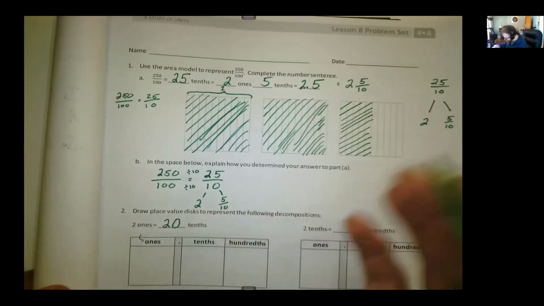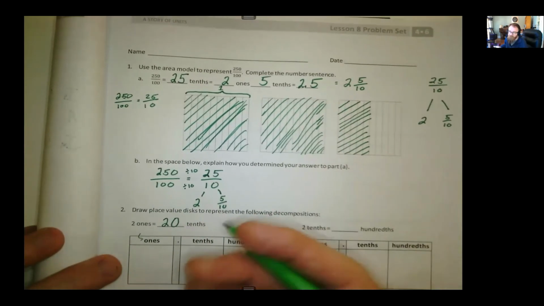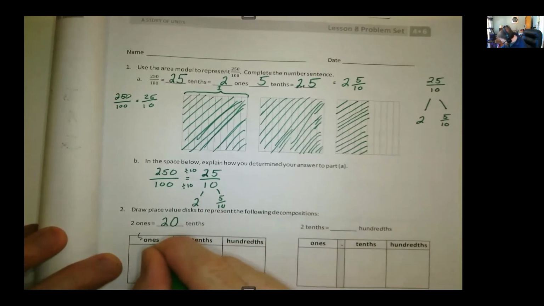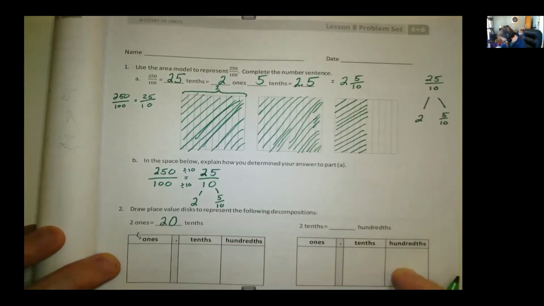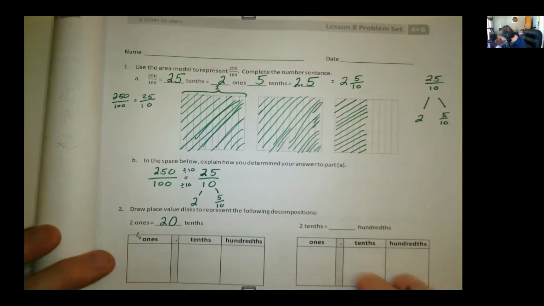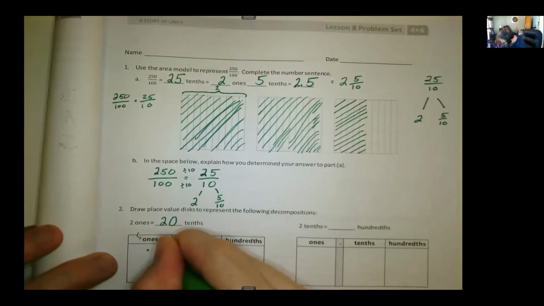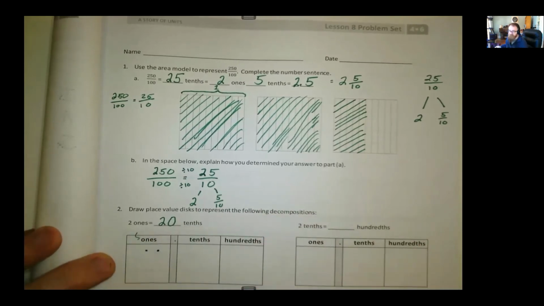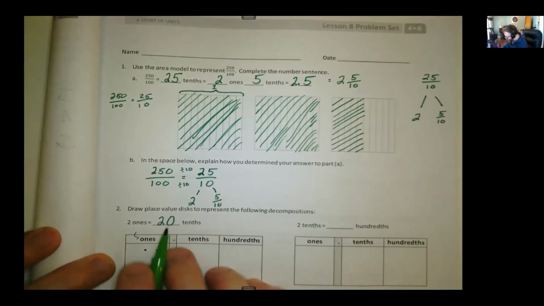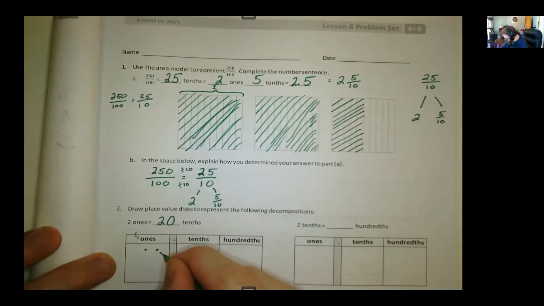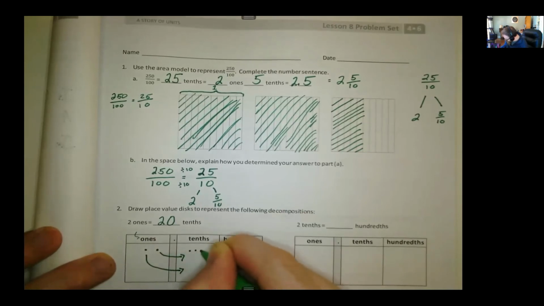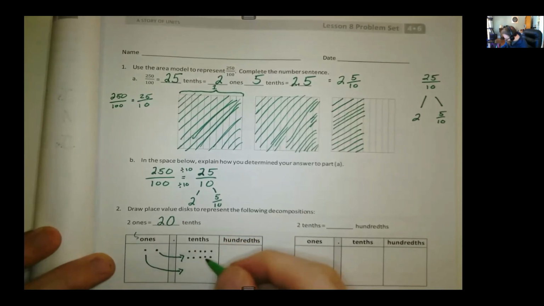So the way we would solve this, if you remember the way we were decomposing whole numbers very early in the school year, in your place value chart, it's the same. We're going to take 2 ones and decompose them into tenths. Remember, when we move in this direction in our place value chart, we are decomposing each whole into 10 tenths.